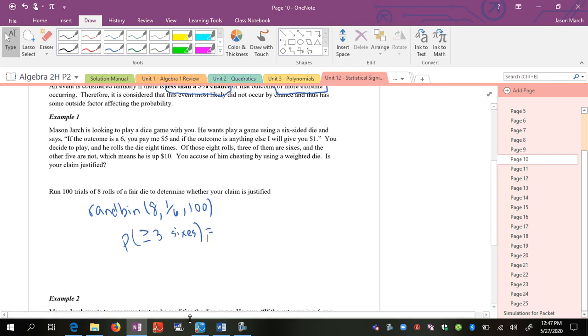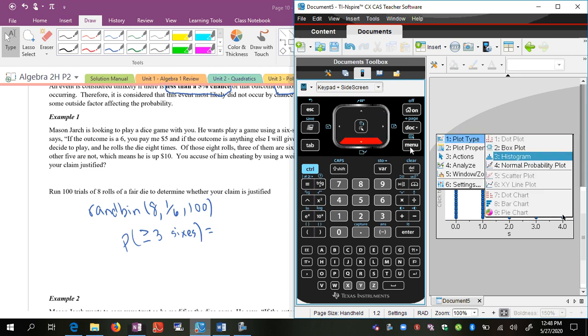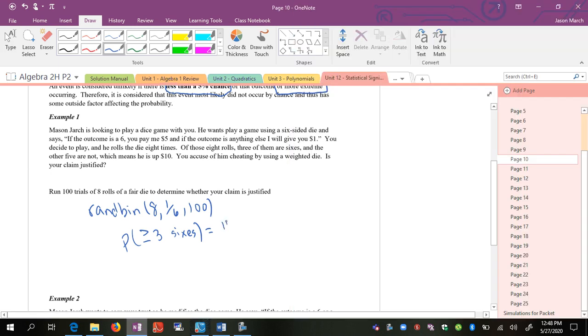So if I go to my dot plot, I could count up the dots, or I could change it to a histogram. If I do that, I can now hover over and see that 3 occurred 9 times, 4 occurred 2 times, and so we got 11 out of 100, right? We did 100 simulations. So it's 11 hundredths, 11%. Now, again, not that likely, but again, this is not unlikely enough to be considered statistically significant.